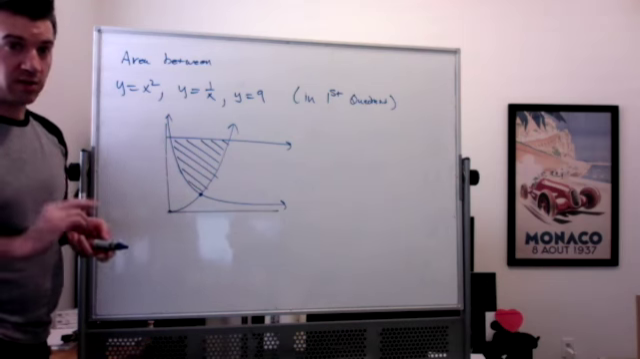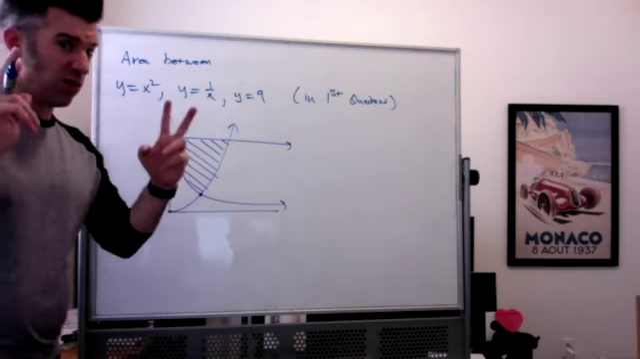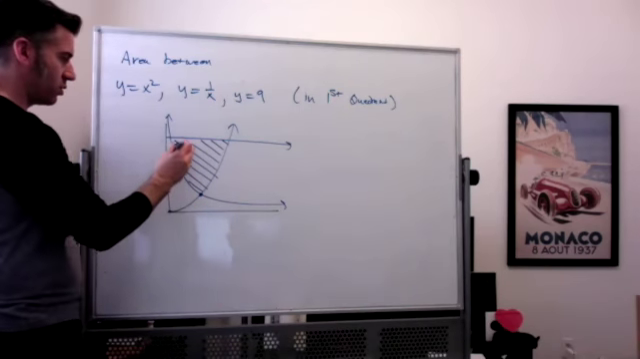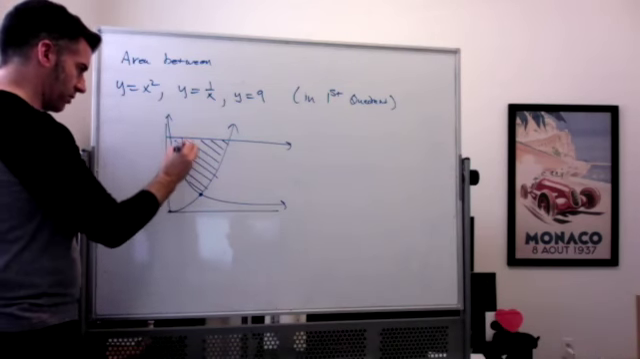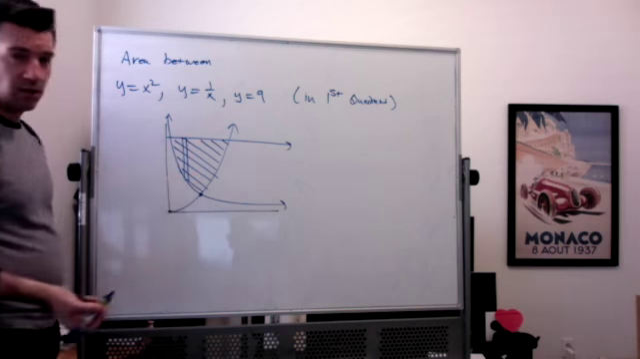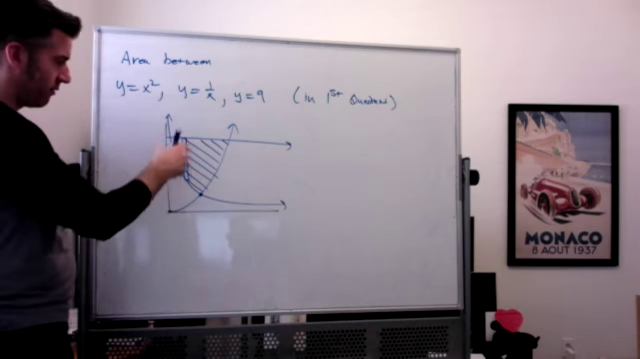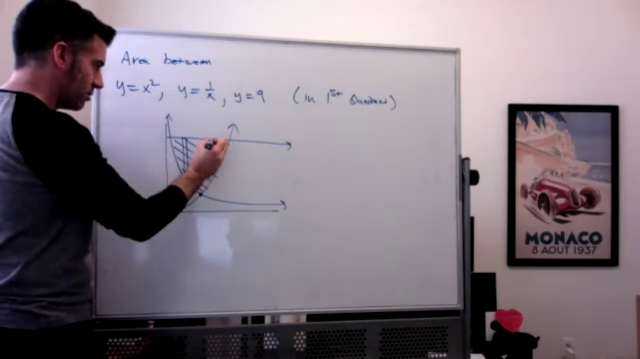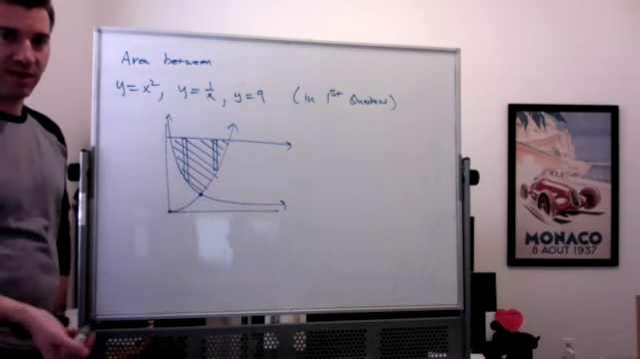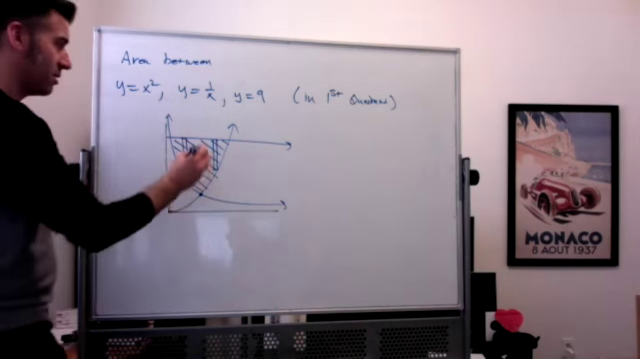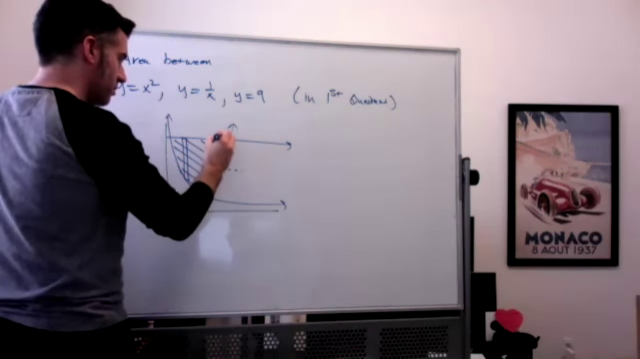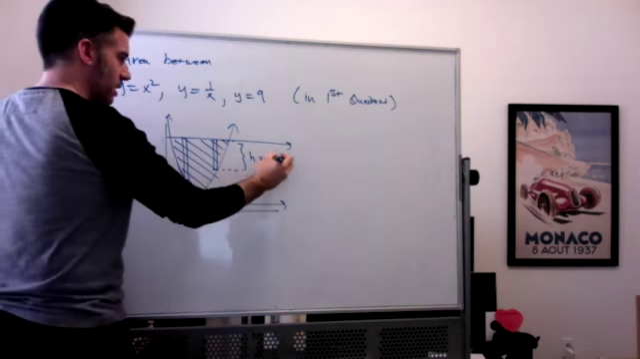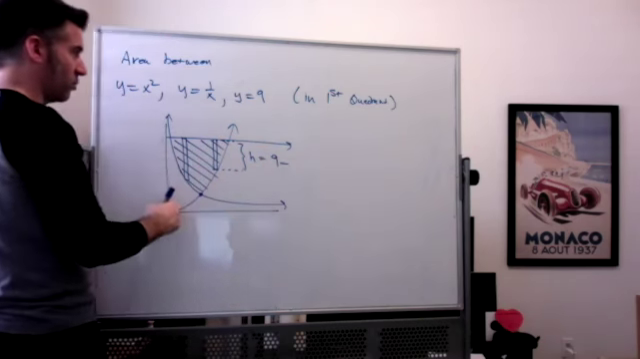So there's two ways to do this. There's the more normal way, where we're going to use vertical rectangles. The problem with this is that here and here, the heights of the rectangles are different things. Right here, the height of that rectangle is the top function, 9, minus the bottom function, which is x squared.